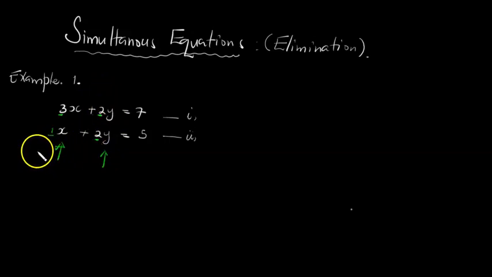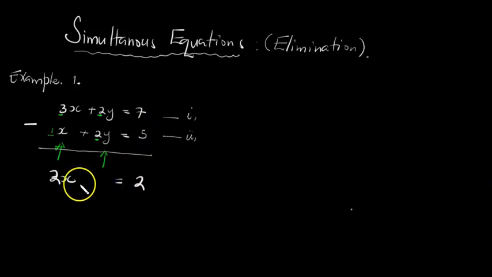And what we are going to do is subtract the two equations. Why? Because the coefficients are the same and they all have the same sign. They are all positive, so we should subtract the two equations. When you subtract the x, you have 3x minus x, the answer is 2x. And then we have 2y minus 2y, the answer is 0. And then we have 7 minus 5.